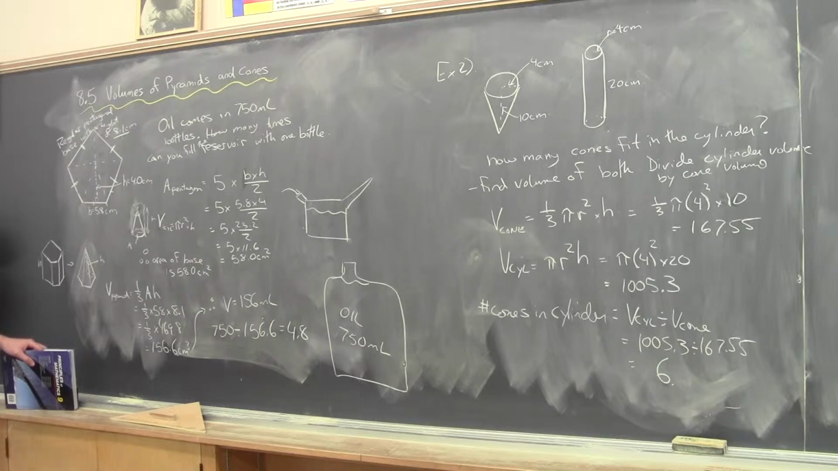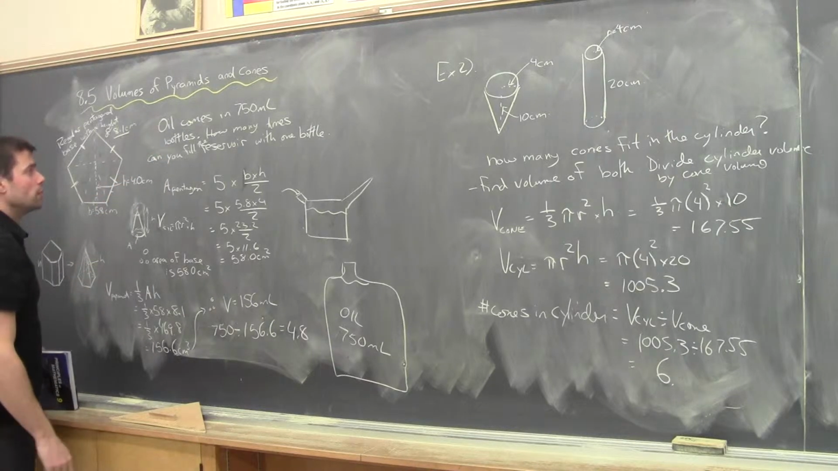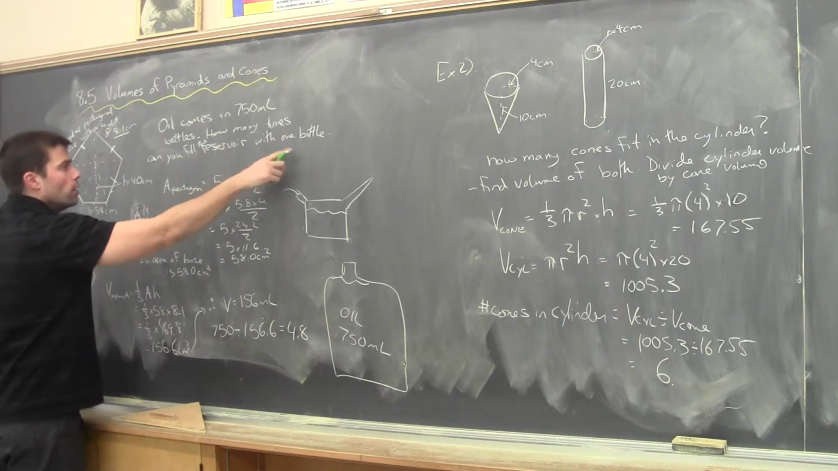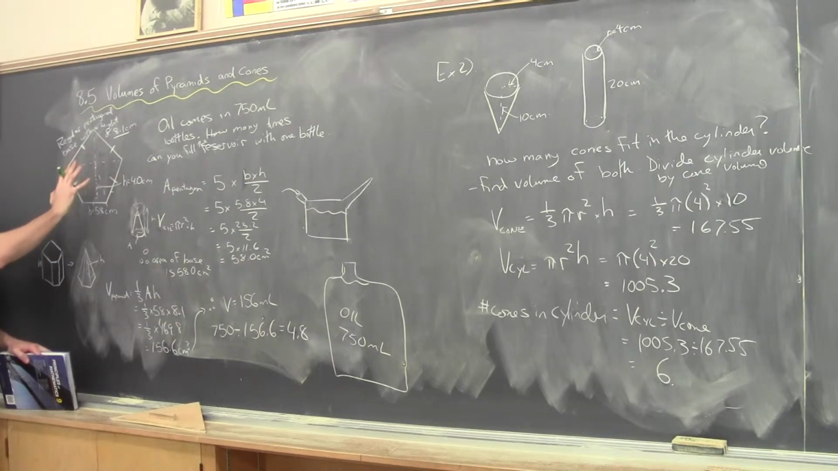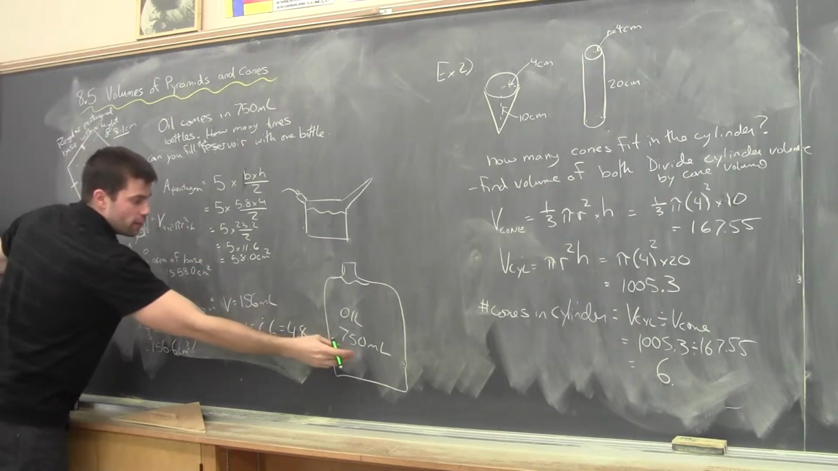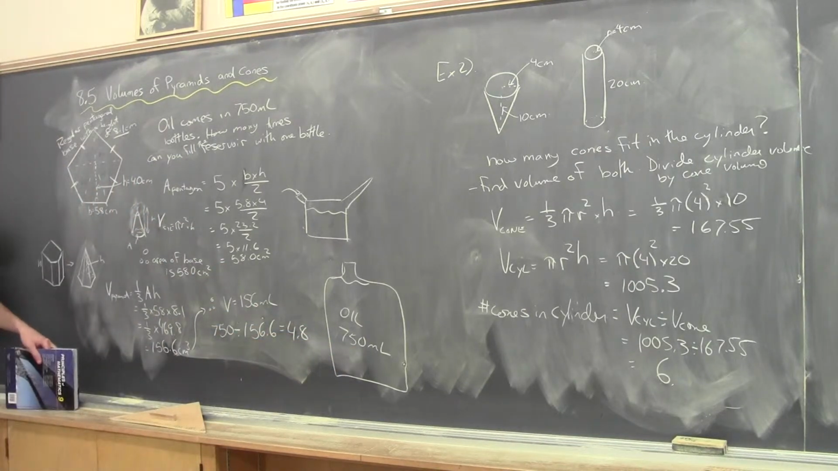So it says oil comes in 750 milliliter bottles. How many times can you fill the reservoir with one bottle? In other words, it's asking what's the volume of the reservoir? If we can find the volume of the reservoir and divide it into this number, we can figure out how many times the lamp can be filled. To do that, first we need to find the area of the pentagon.